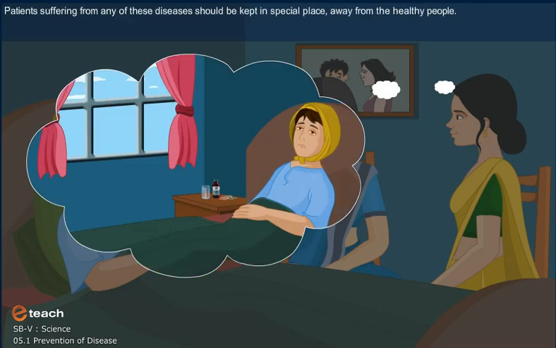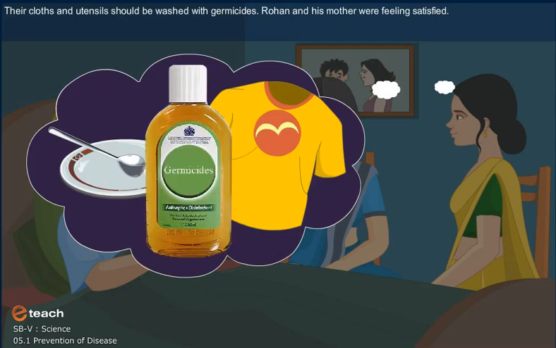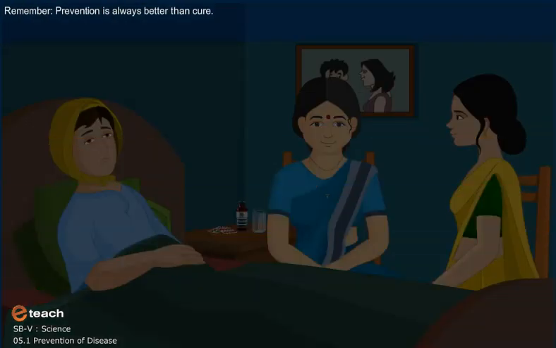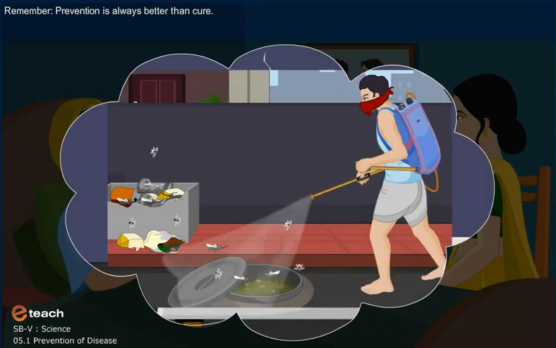Patients suffering from any of these diseases should be kept in a special place, away from the healthy people. Their clothes and utensils should be washed with germicides. Rohan and his mother were feeling satisfied. Remember, prevention is always better than cure.